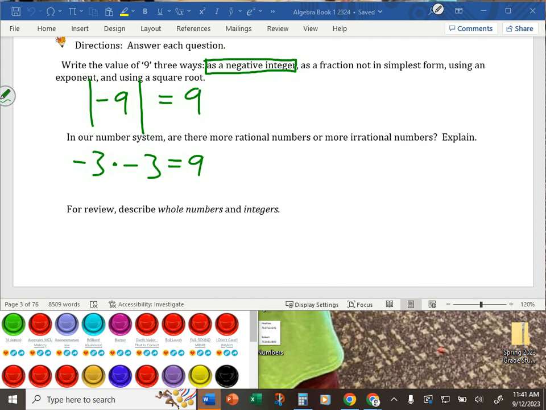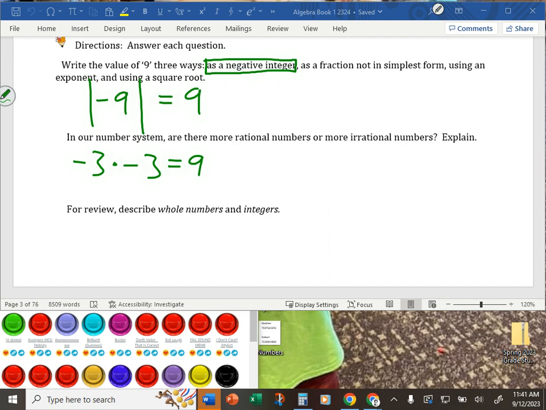But your job now is to write a fraction not in simplest form that has a value of 9, so it's going to be an improper fraction, okay? Using exponents to give us a value of 9, and then using a root to give us a value of 9. But this is an example of how we can use these mathematical operations and symbols to manipulate things to get what we want.